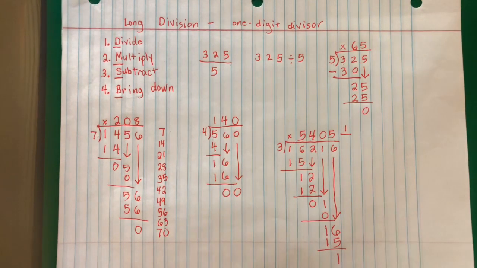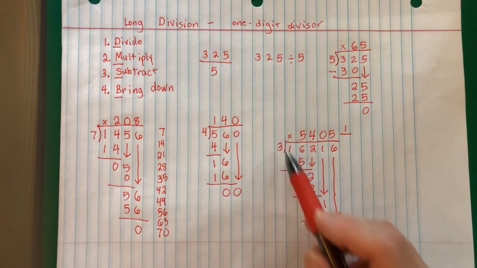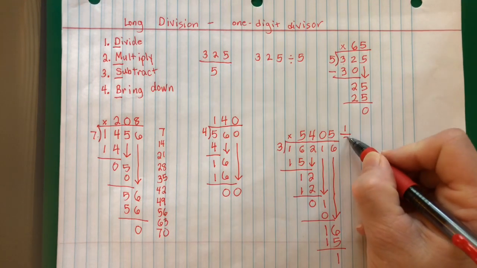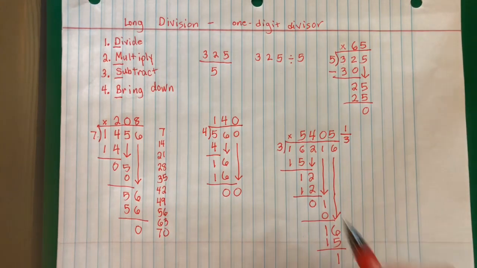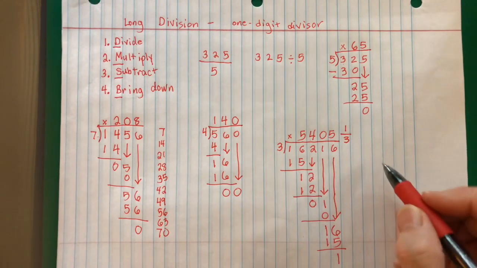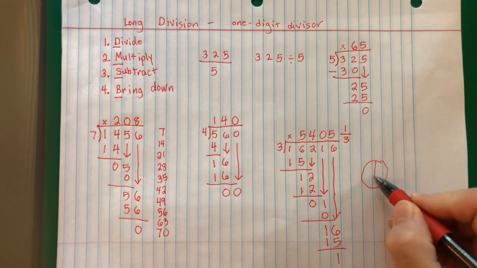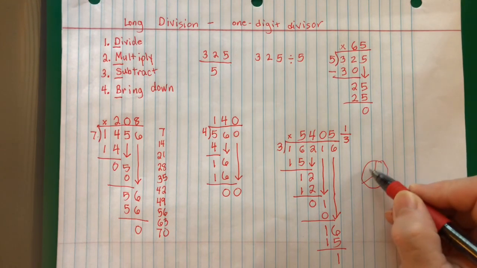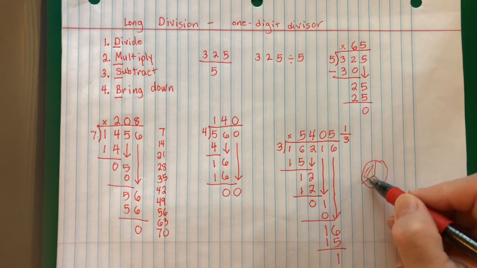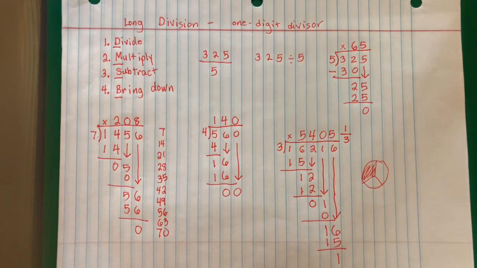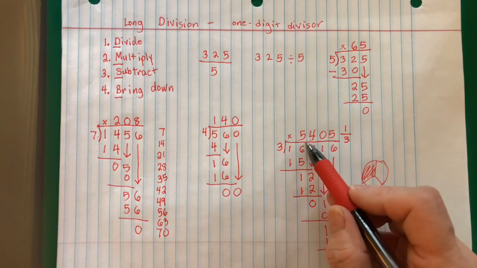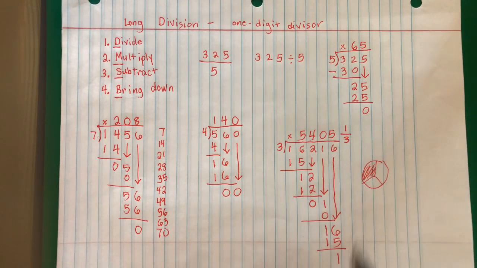Now, with 1 left over, 1 of what? 1 of 3, 1 out of 3, because I was dividing it up into groups of 3, but my last group, instead of being a group of 3, instead of having all 3 of these colored in, I only had 1 left, 1/3 left. I had 5,405 of these completely colored in, and then 1/3 left. So my answer will be 5,405 and 1/3.